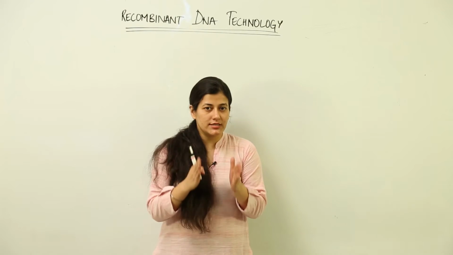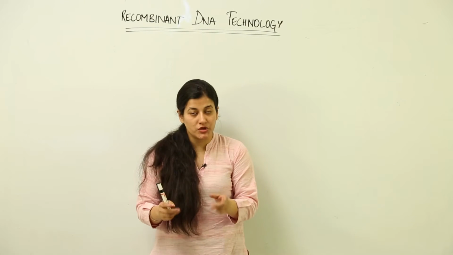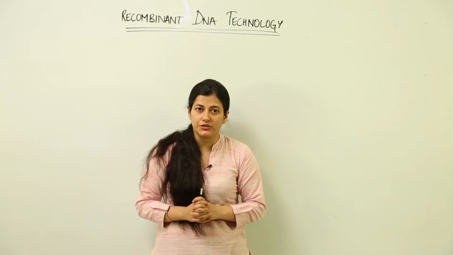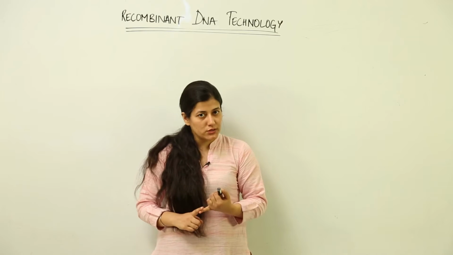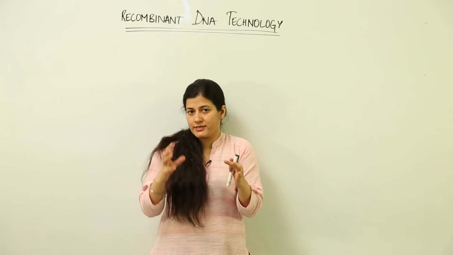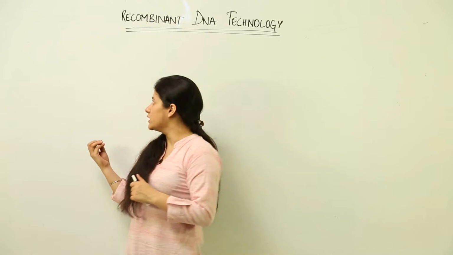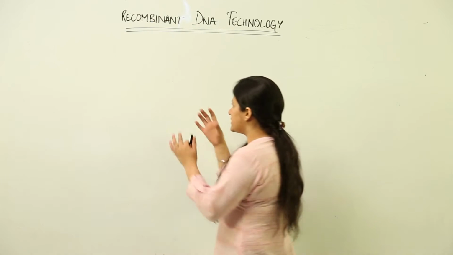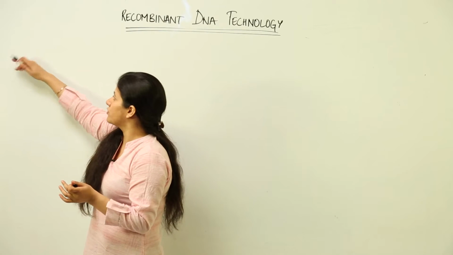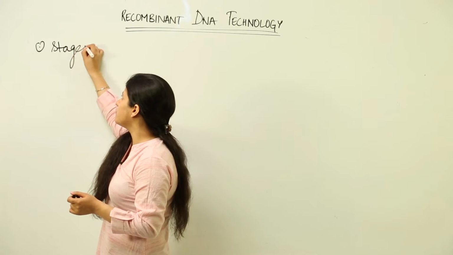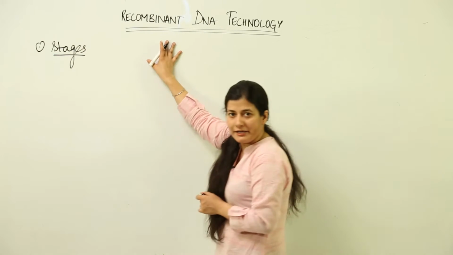Now we are going to see the various stages which are involved in the process of recombinant DNA technology. We had seen the various tools that were involved. Now we are going to see how those tools are utilized. Before we start with the stages, this is our topic that we are going to cover in this lesson: the stages which are involved in the process of rDNA technology.